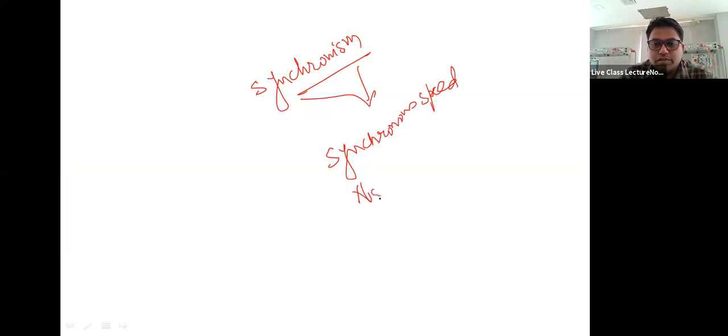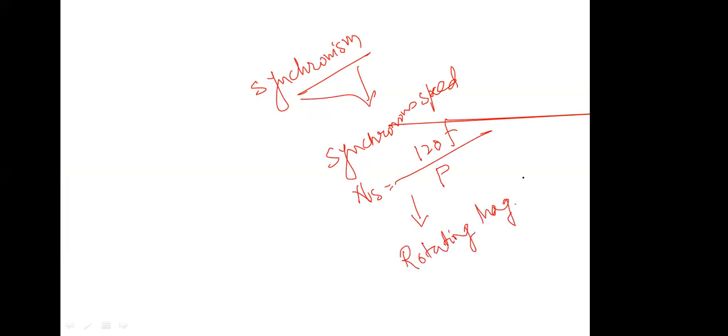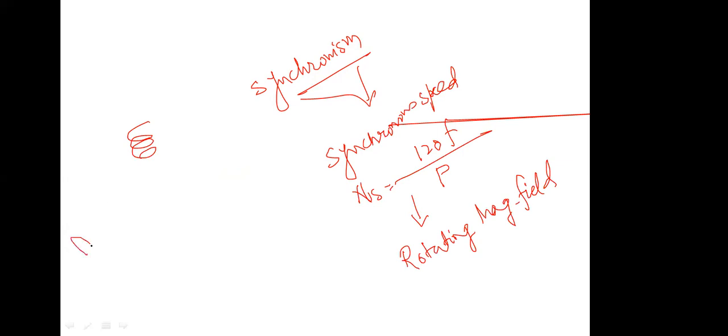So synchronous speed is 120 f by P for induction machines, right? So what is related to this speed? It's the rotating magnetic field. Field is created due to what? Due to flux.